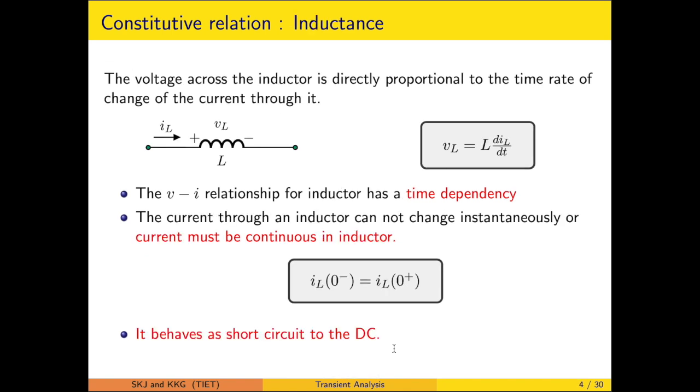For the inductance, we know that V is equal to L di upon dt. So there is a d upon dt term, which suggests that it has a time dependency. We have already gone through that the current through the inductor cannot change instantaneously, or you can say the current must be continuous. This continuity is explained by the relation IL(0-) is equal to IL(0+). Again, 0 minus and 0 plus are with respect to the switch operation, as explained previously. So for the DC, the inductor behaves as a short circuit.